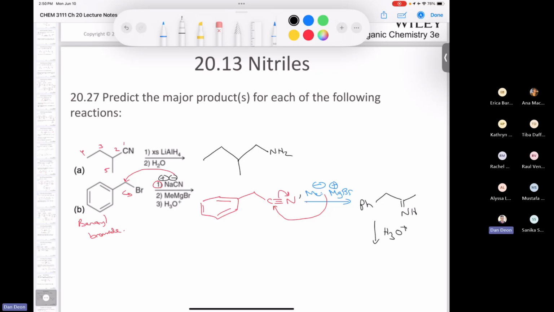even further. So this is 1 and 2 is after H3O plus. This isn't the full mechanism, but then the imine is going to get hydrolyzed down to the ketone like that.